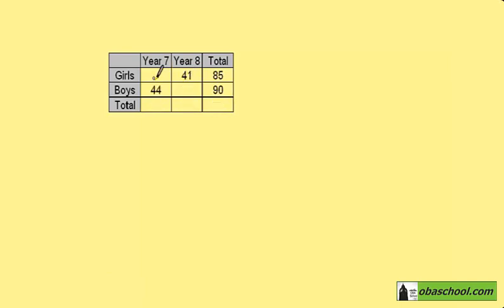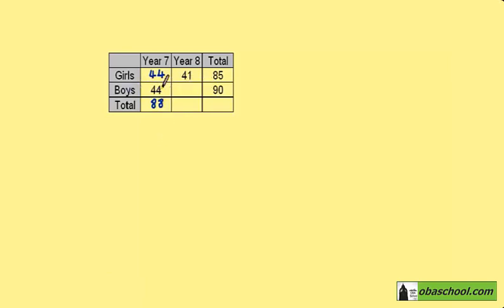Often we're given two-way tables with information missing, but we can fill in the information from that given. For example, we can see there are 85 girls. 41 of these are in Year 8. 85 take away 41 gives 44. We can then complete the first column. 44 plus 44 gives us 88.